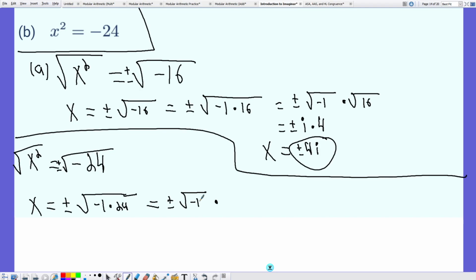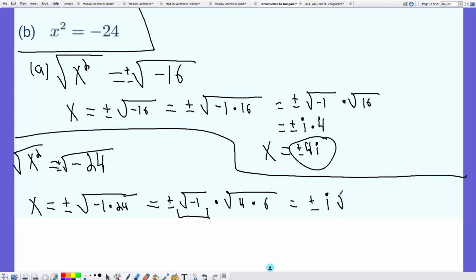24 is not a perfect square like 16 is, but we can break it down in such a way that, for instance, 24 is 4 times 6. And I know that 4 is a perfect square. So if we keep expanding this, we have plus or minus. This square root of negative 1 just becomes an i.